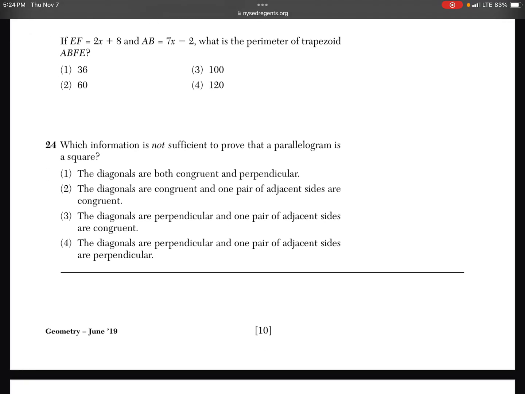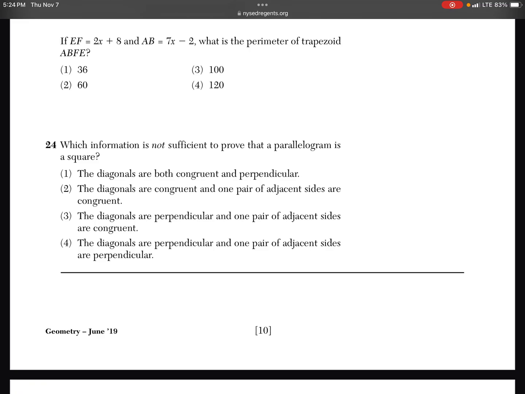Finally, which information is not sufficient to prove that a parallelogram is a square? If the diagonals are congruent and perpendicular, that's a square. The diagonals are congruent and one pair of adjacent sides are congruent. I don't think that is sufficient. That to me seems like a rectangle, but let's check the other answers.